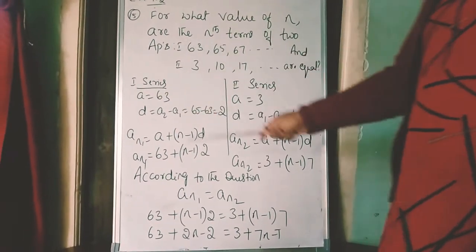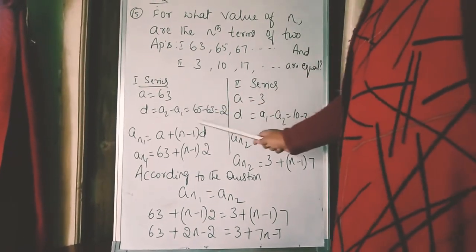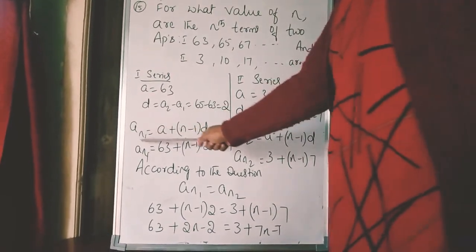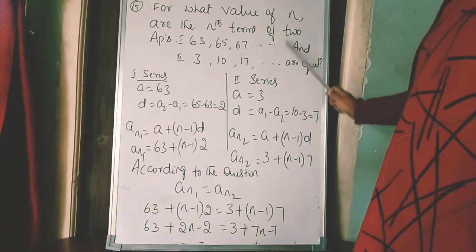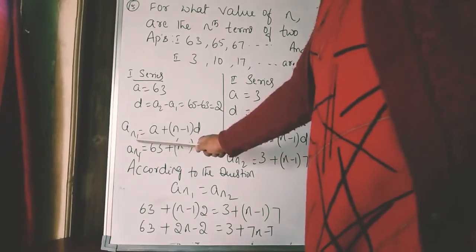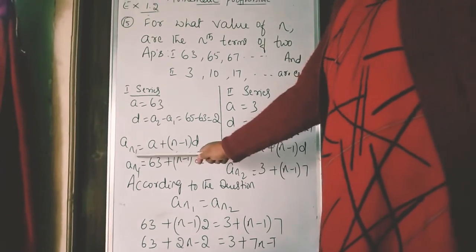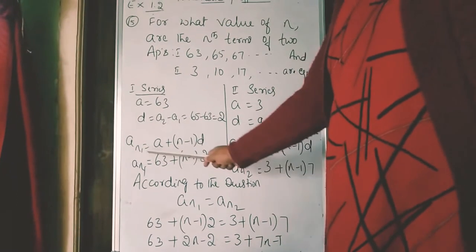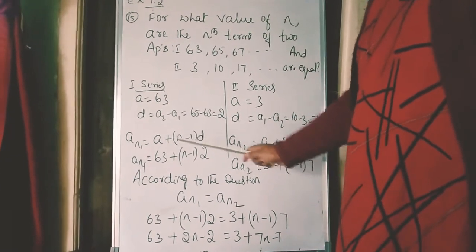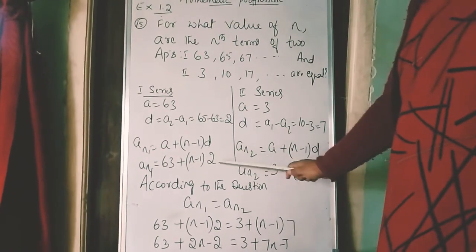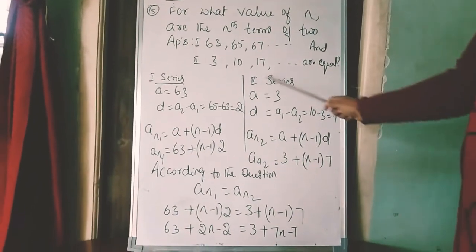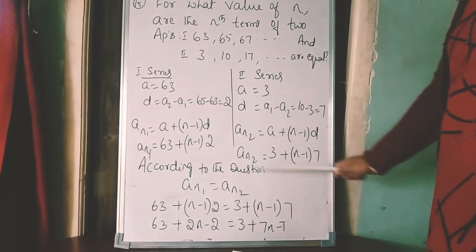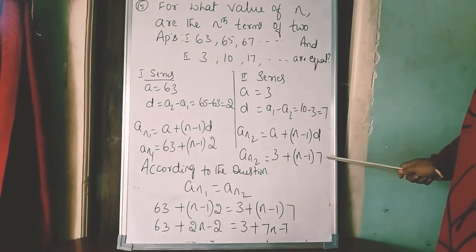The first series as the first series, the second series as the second series. According to the first series, the A value is 63 and the D value you calculate is 2. Similarly, calculate the An value, because one particular term is the same in both series, so we should calculate the nth term. That nth term we don't know. So here you calculate it. An1, I am taking An1 because this is the first series, the nth term, is equal to A plus (n minus 1) into D. First A is 63 and D value is 2. That you substitute. Similarly, the second series, A value is 3 and common difference D is 7. Find out An2, that is 3 plus (n minus 1) into 7.